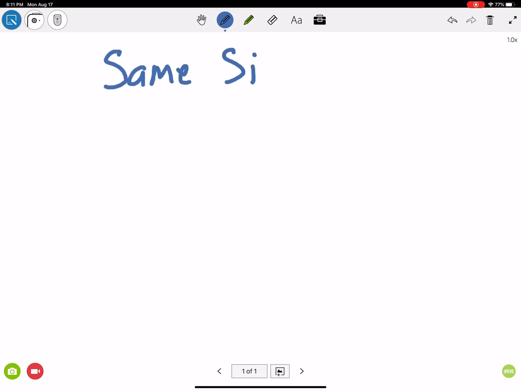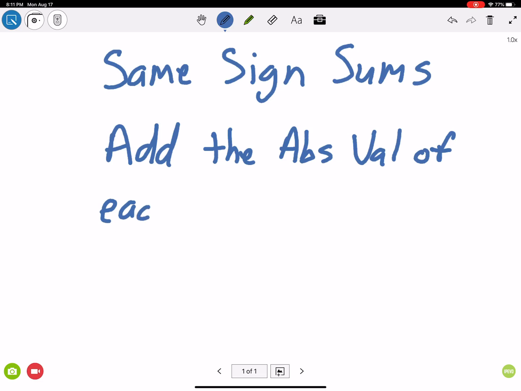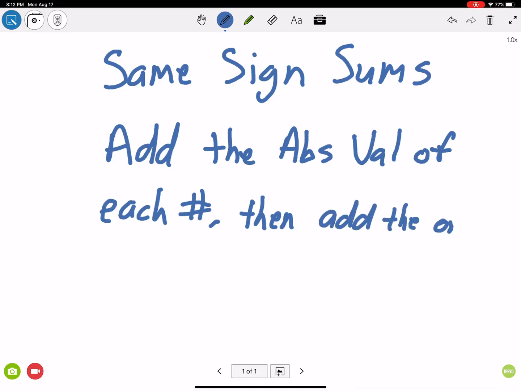Same sign. If we're doing sums, which is addition, we are going to add the absolute values of each. Then add the original sign to our answer.